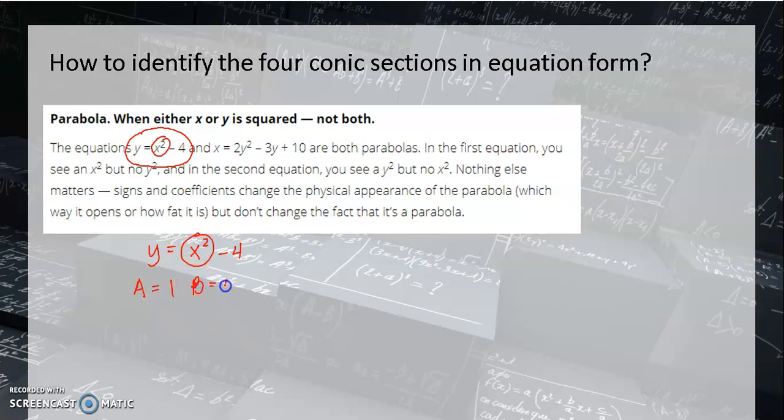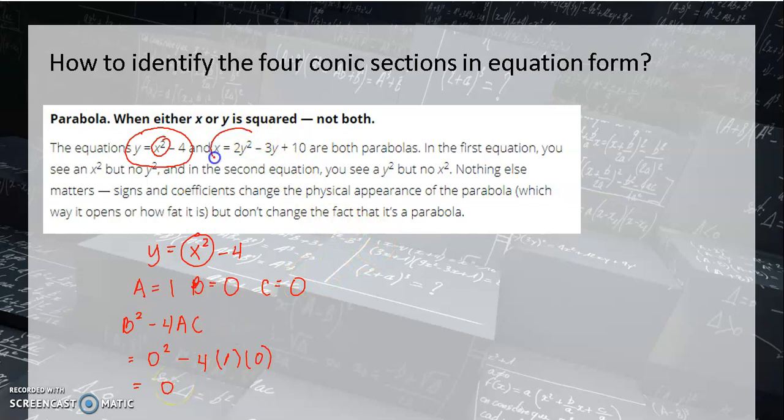B is equal to 0 since you don't have the xy term. And c is equal to 0 since you don't have the y squared term. If you use the discriminant, b squared minus 4ac, it should be 0 to prove that this is a parabola. So let's substitute. This will be 0 squared minus 4 times a, which is 1, times c, which is 0. And that equals 0. Meaning x squared minus 4 is a parabola.